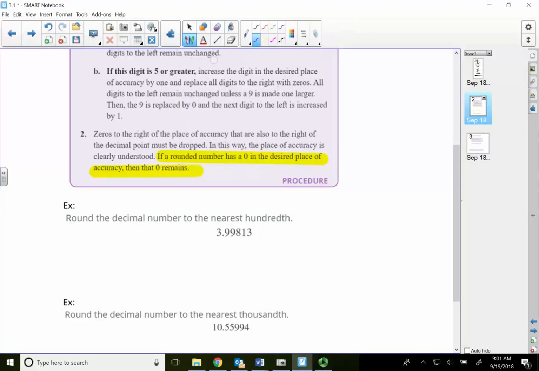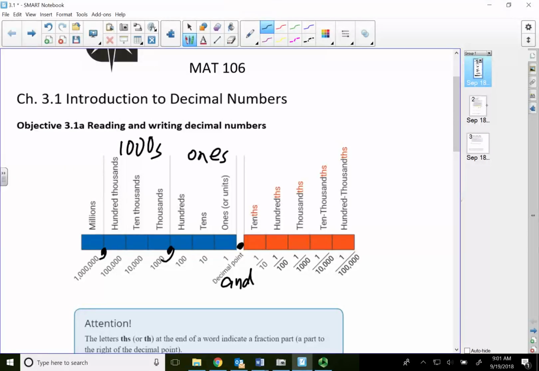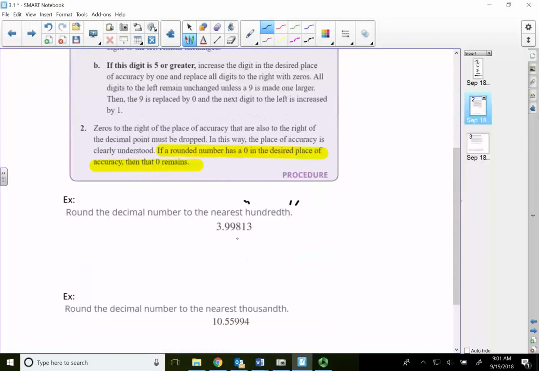So real quick, for example, I would explain a little bit further. Round the decimal number to the nearest hundredth. All right, so let's find our hundredth place. Based on our chart here, the hundredth place is the second place behind the decimal. So that will be this 9 right here. The second 9 is what I want to round to. The digit to the right is 8. That makes my 9 go up. So when this 9 goes up into a ten, then the following 9 will also go up into a ten. Therefore, the 3 will become 4 now.